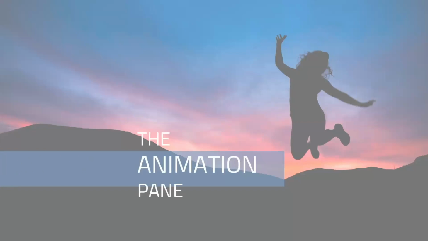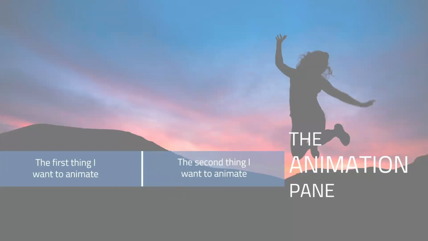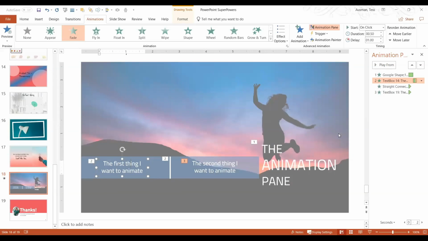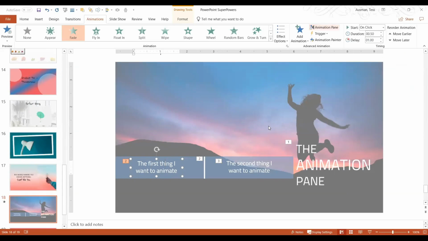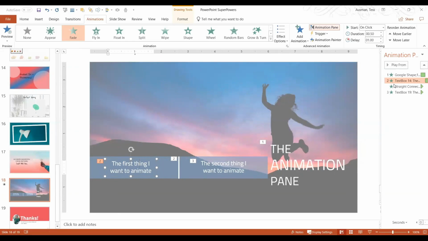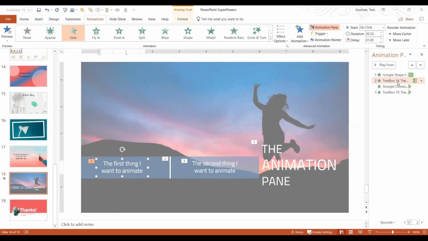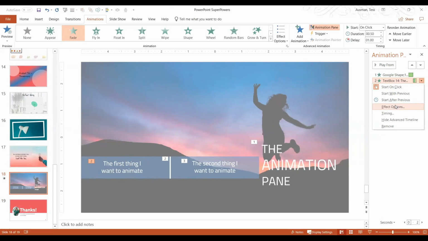So I'm playing around with animation, the animation pane. Oh, I guess I didn't save it. Of course I didn't. Bottom line, open your animation pane and right click to get even more animation options. I really like effect options and I play around a lot with timing.